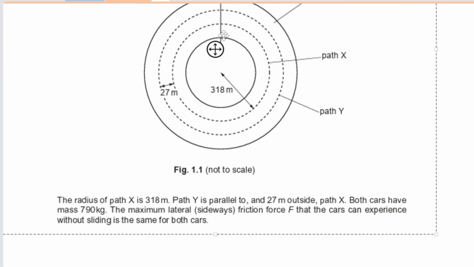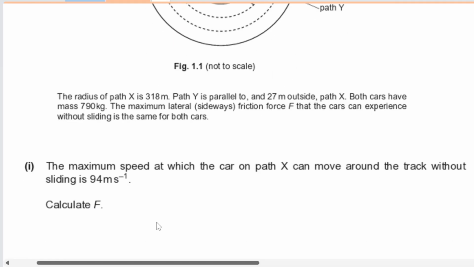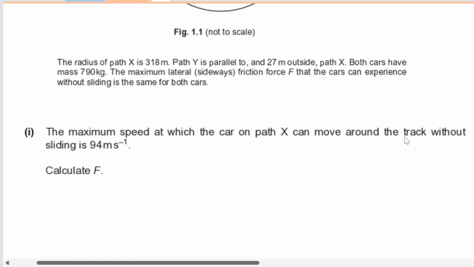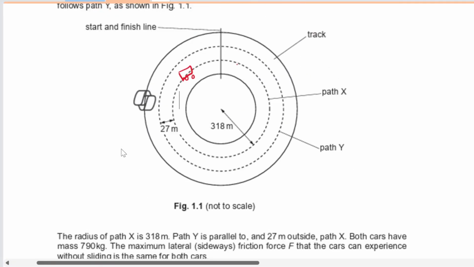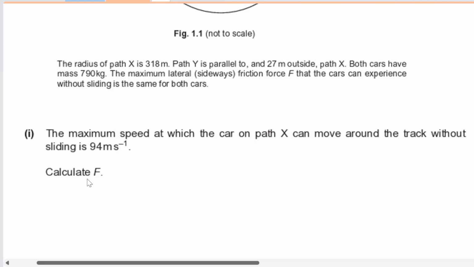So there's a car on path X somewhere over here. They're saying that the maximum speed at which it can move without sliding is 94 meters per second. So we have 94 over here, maybe going this way, 94 meters per second. Again, to make it not slide, it has to go in a circular motion. For circular motion, you have to have a perpendicular acceleration over here. Okay, now calculate the force. So we are finding the centripetal force.